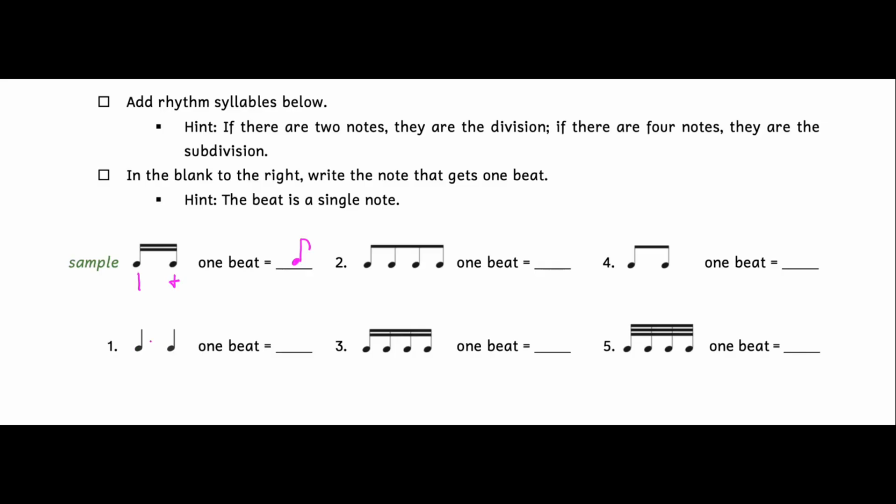Okay, number 1, there's 2 notes. This is a division. We're going to put 1 and the next higher value up from a quarter note is a half note, so this is a half note beat.